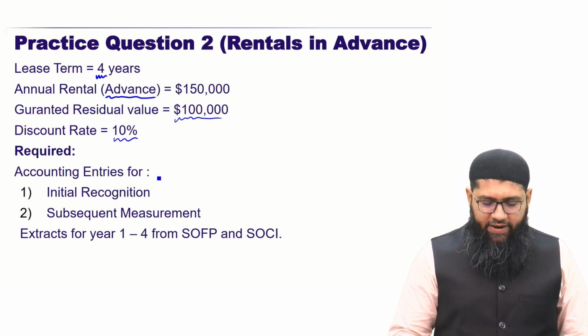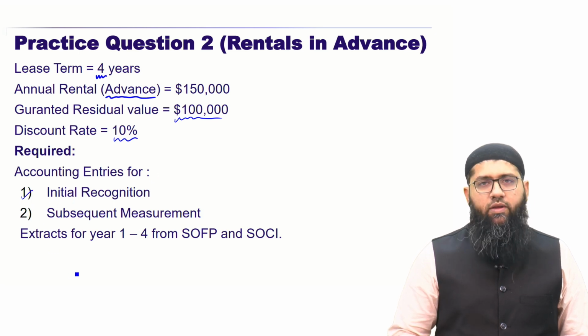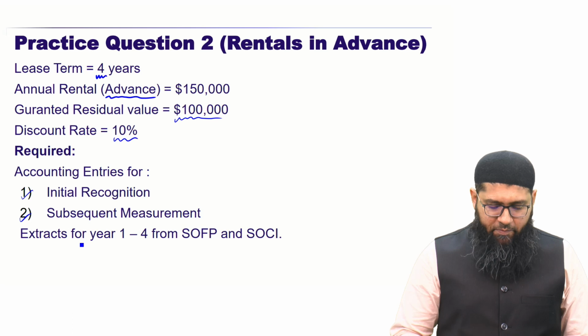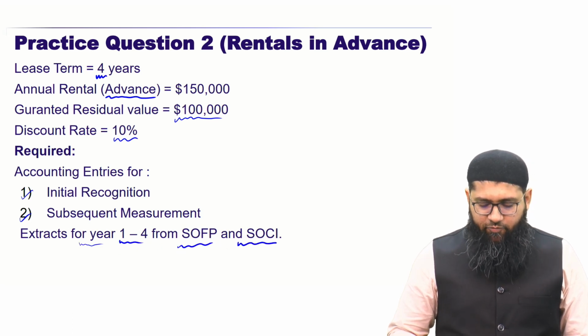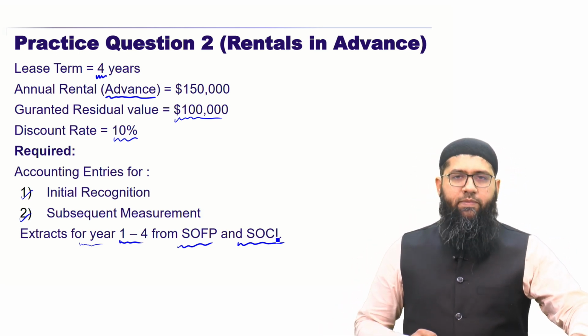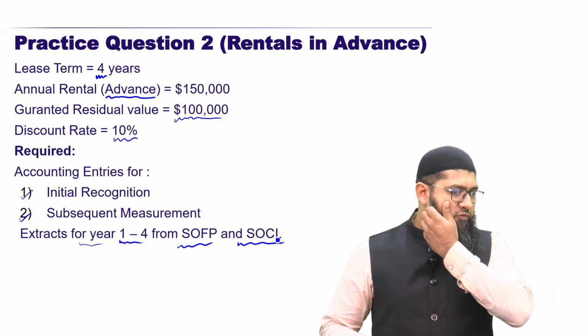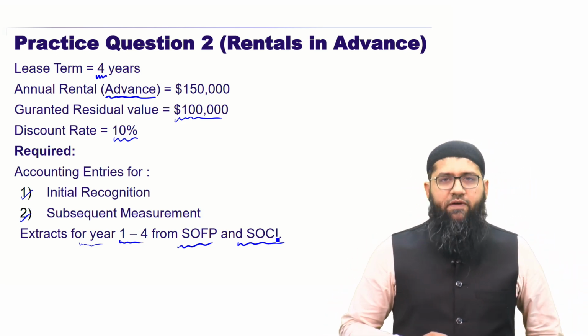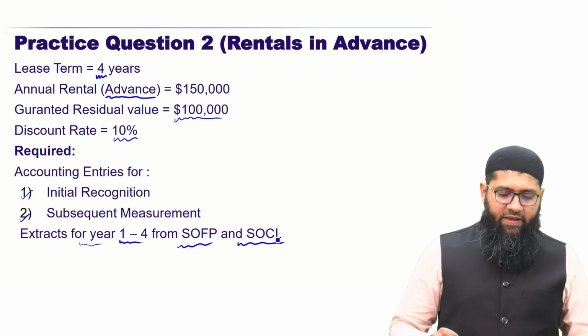It says accounting entries for initial recognition, accounting entries for subsequent measurement, and you have to prepare extracts from year 1 till 4 from the SOFP and the SOCI. So you have to prepare the extracts from the statement of financial position and the statement of comprehensive income also. So that is something that you have to do. Now, let's just start discussing it.